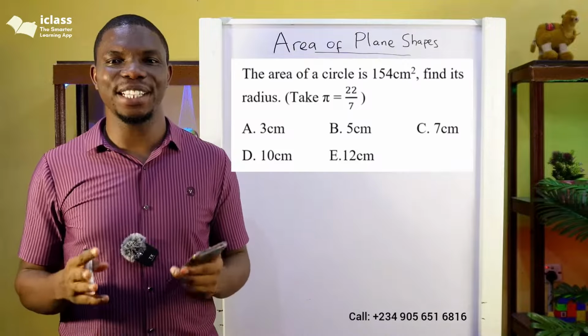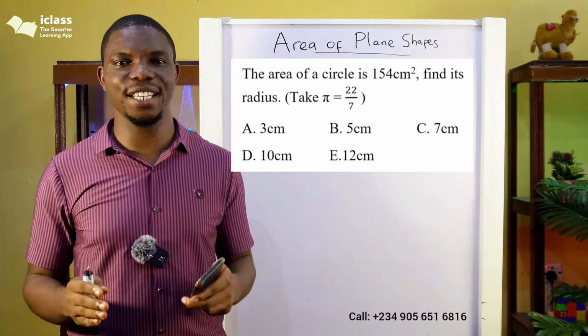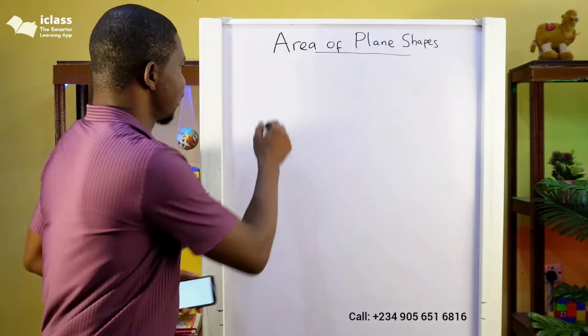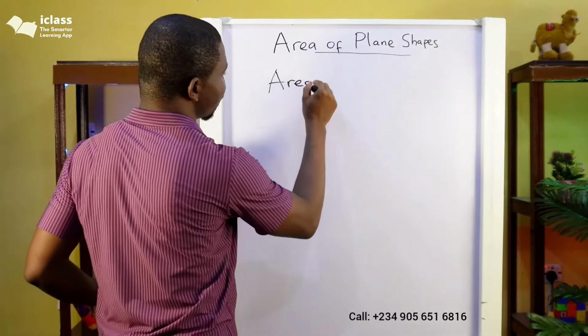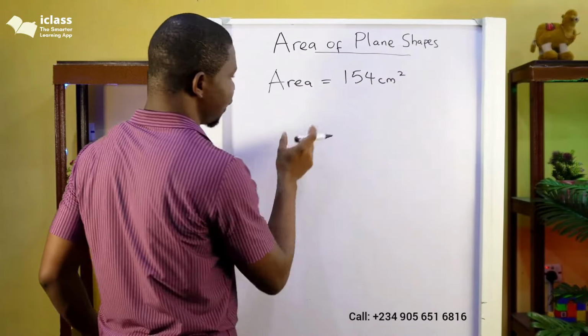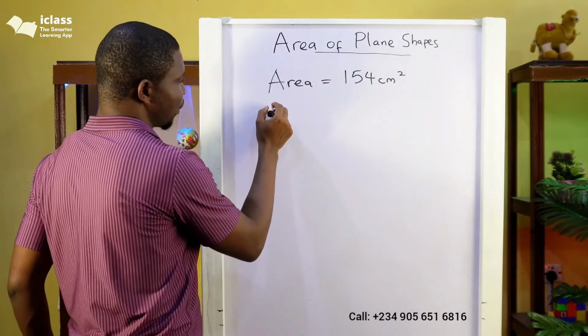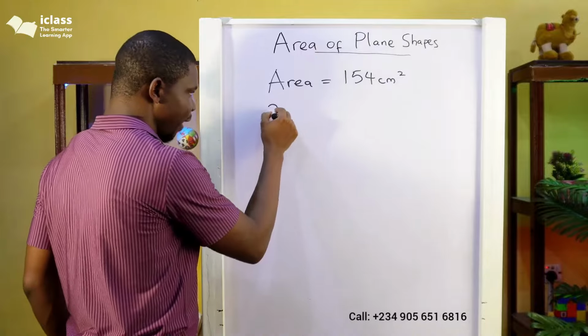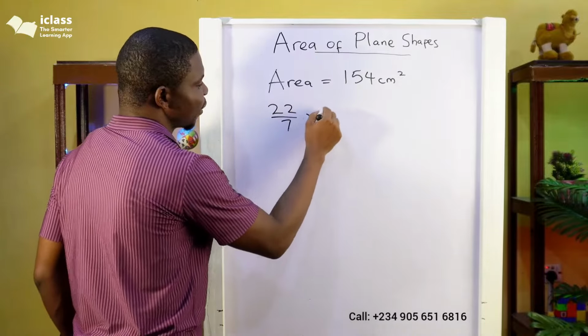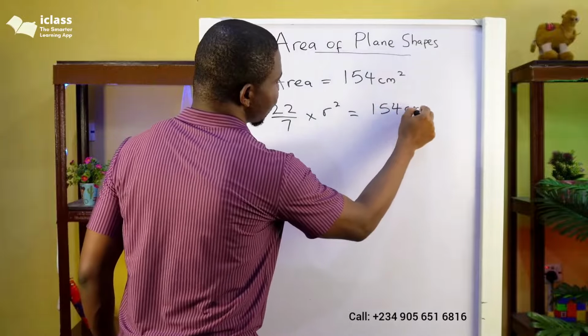Next question. The area of a circle is 154 centimeters squared. Calculate its radius. Area is 154 centimeters squared. Now we want to find the radius of this circle. What is the formula for the area of a circle? Pi r squared. This is equal to 154 centimeters squared.